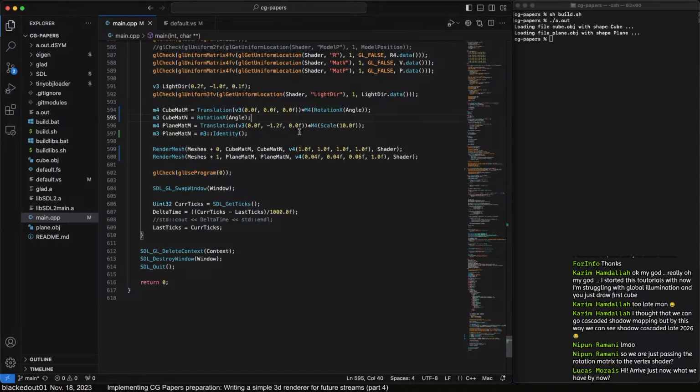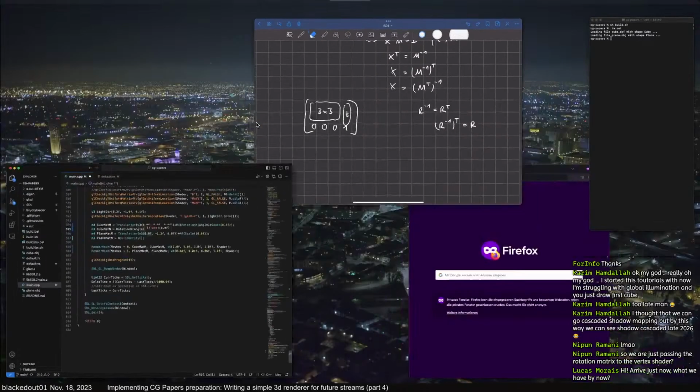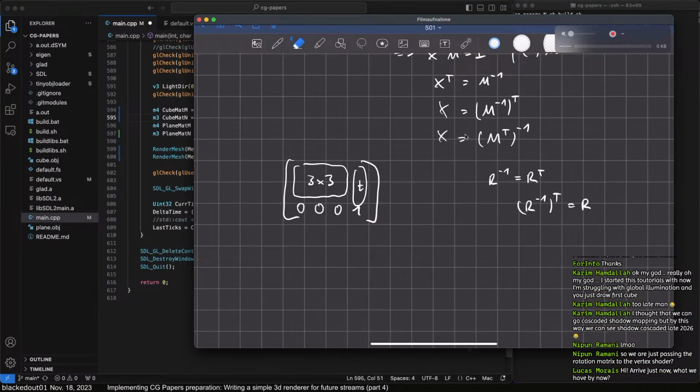But maybe before we get to that, if, for example, I would scale the cube. Okay, I just have a uniform scaling. But if I would scale the cube, I would now need to take this part here and basically apply this formula here, this one.